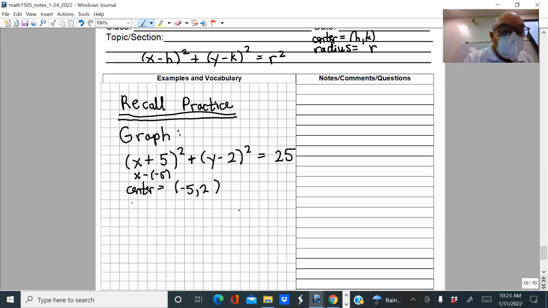And then what's the radius? It's 5, right? Because you just take the square root of the 25. Remember, on the right-hand side of this equation, you have the radius squared. So the radius is the square root of the number that's on the right-hand side. Fortunately, 25 is a perfect square, so it's easy to compute its square root. So the square root of 25 is just 5. So that's what the graph of this equation looks like. It turns out to be a circle, and there's the center, and there is the radius.